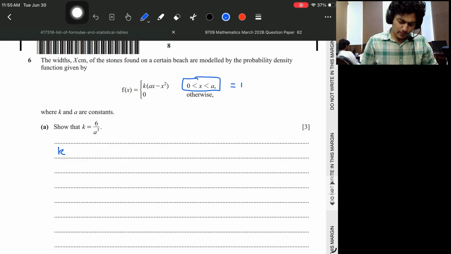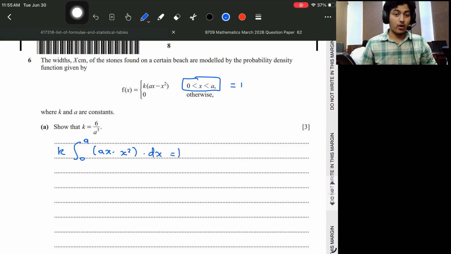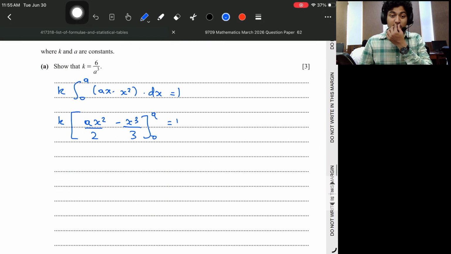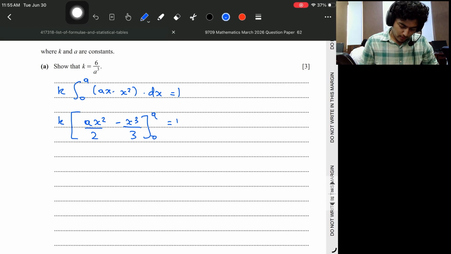Therefore, let's do it for this. K integral from 0 to a of (ax minus x squared) dx, we know that this will always be equal to 1. All right, so let's integrate this. This will just be ax squared upon 2 minus x cubed upon 3. The limits are 0 and a, and this will be equal to 1. Since we have limits, there is no need for the integration constant.